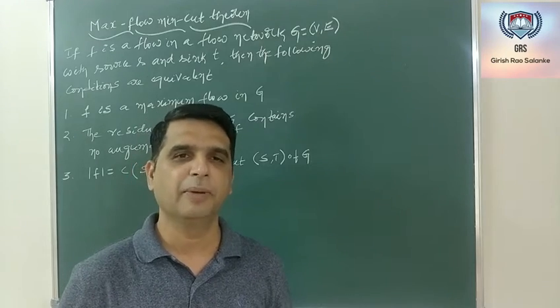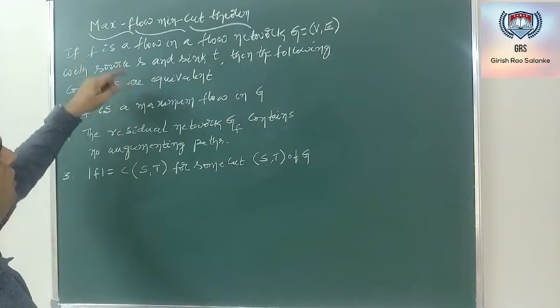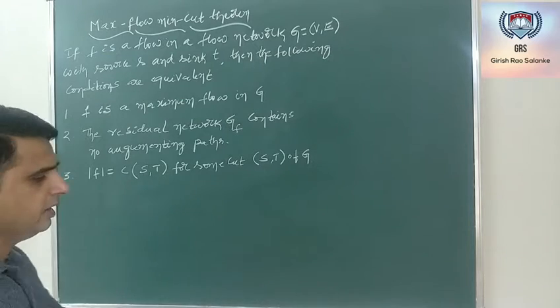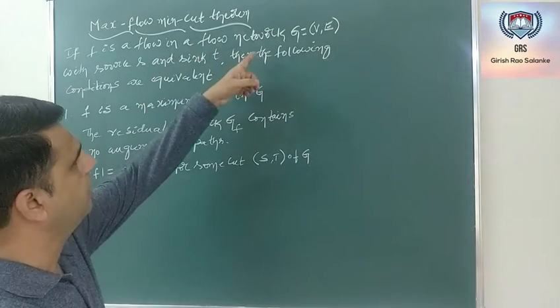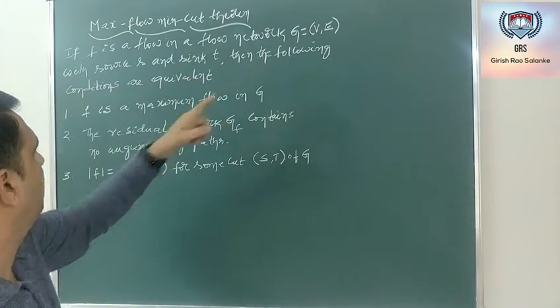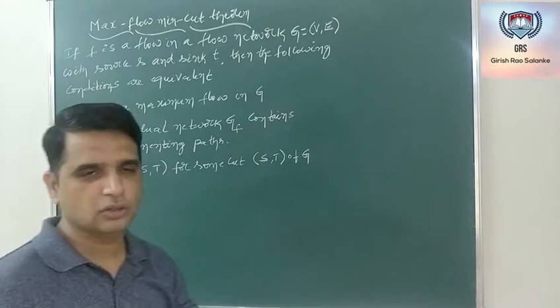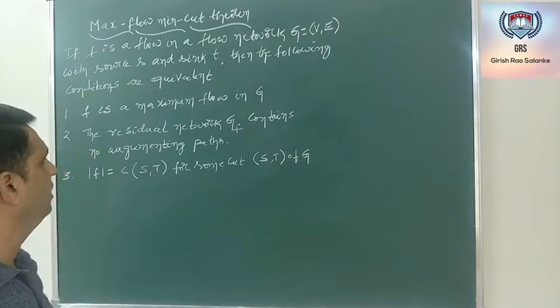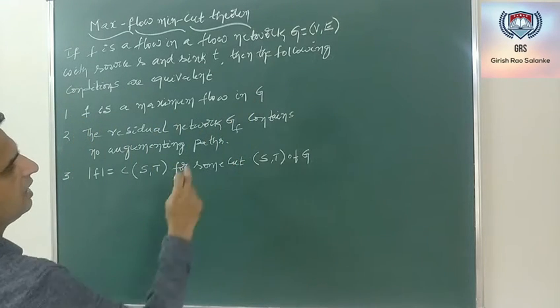The max flow min cut theorem states that if F is a flow in a flow network G with source S and sink T, then the following conditions are equivalent. What are those statements which are equivalent? The first statement states that F is the max flow in G.